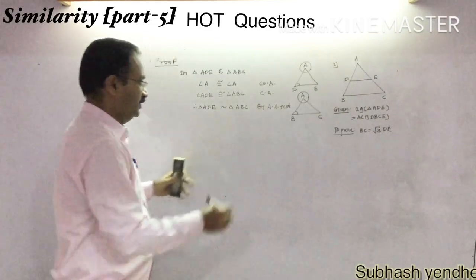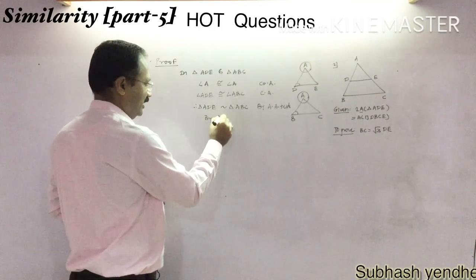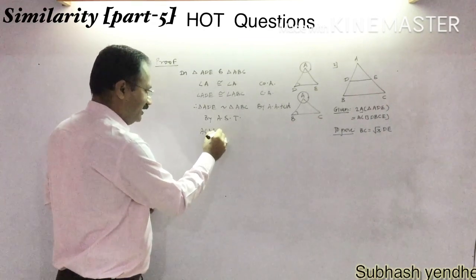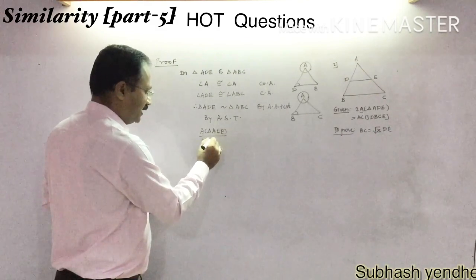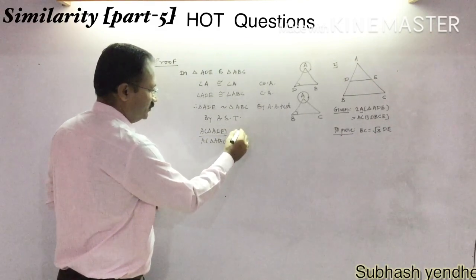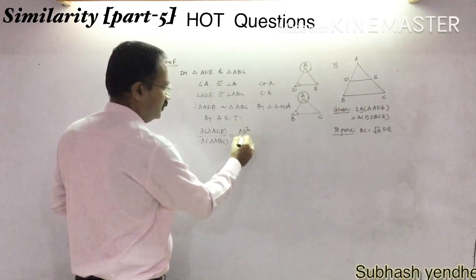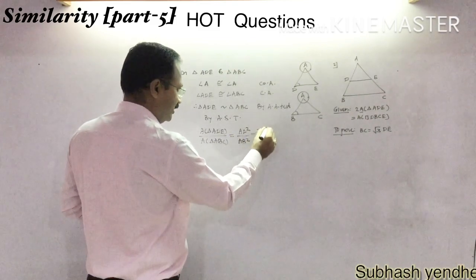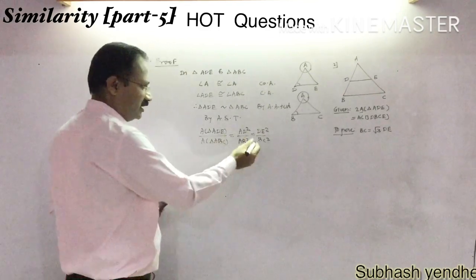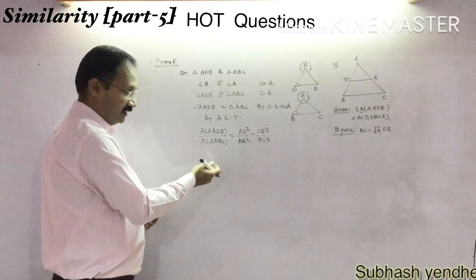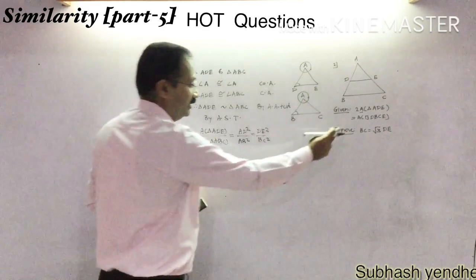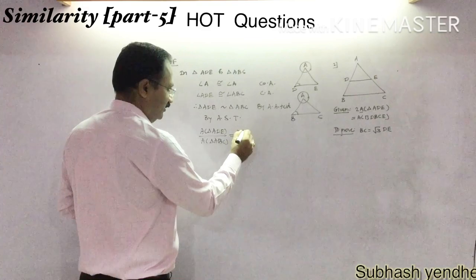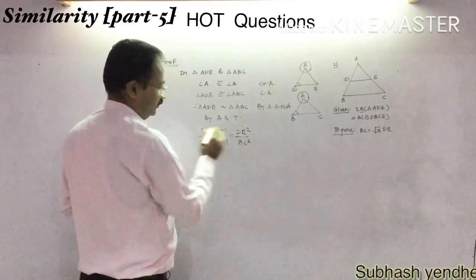Now I am able to use the theorem AST, area of similar triangles. What does it say? Area of triangle ADE upon area of triangle ABC equals AD square upon AB square. Either you can write DE square upon BC square, or you can write AE square upon AC square. But which do I need? I need BC and DE only. Therefore, I am going to write only DE square upon BC square.